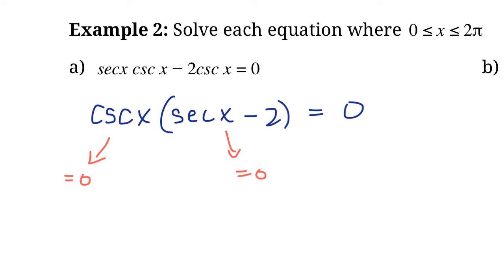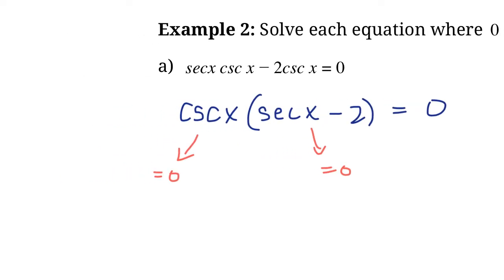Where does cosecant x equal 0? And that's what that means. Where does cosecant x equal 0? And where does secant x minus 2 equal 0? Okay, so we can do this. The first one, where does cosecant x equal 0?